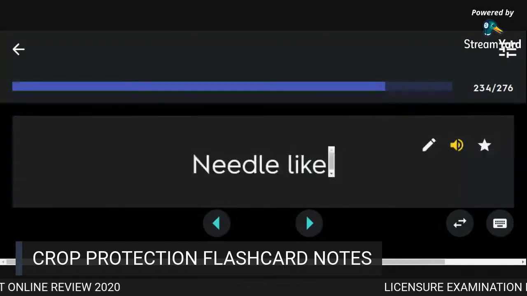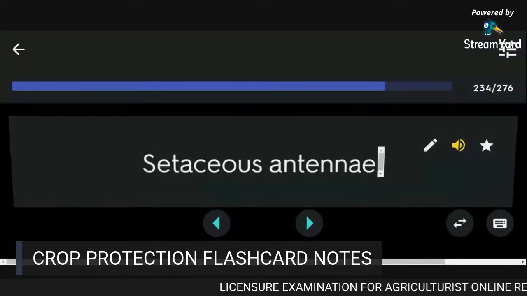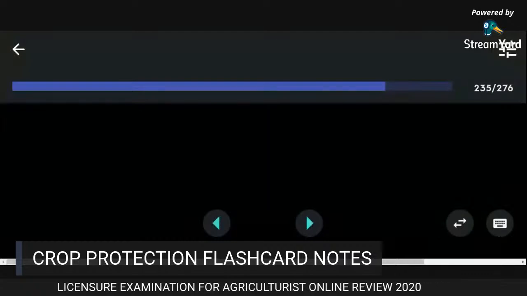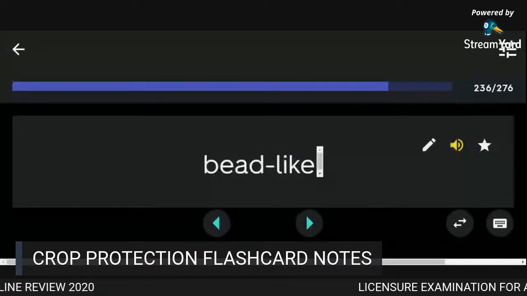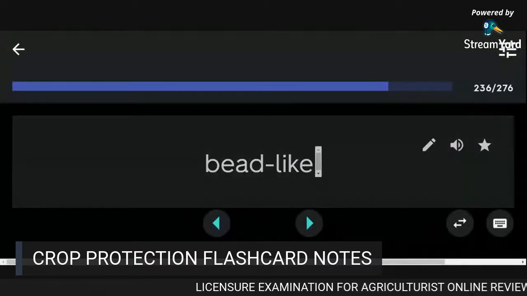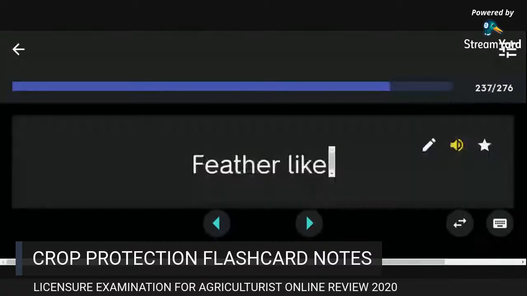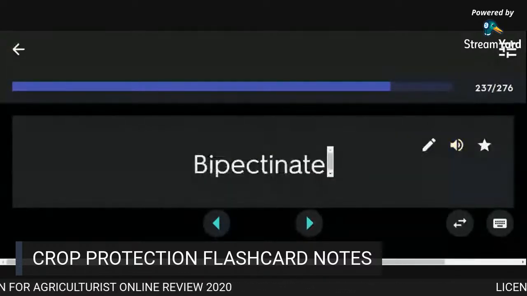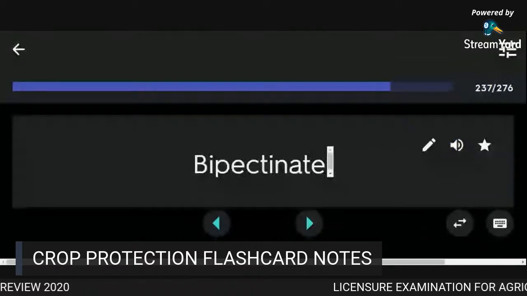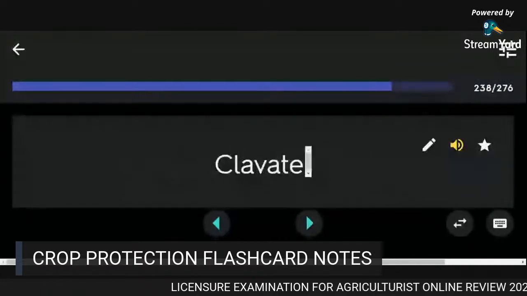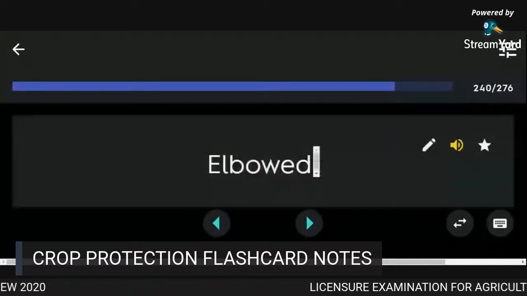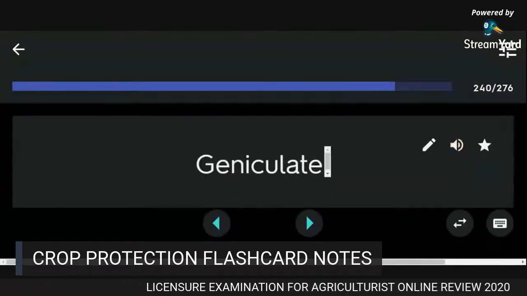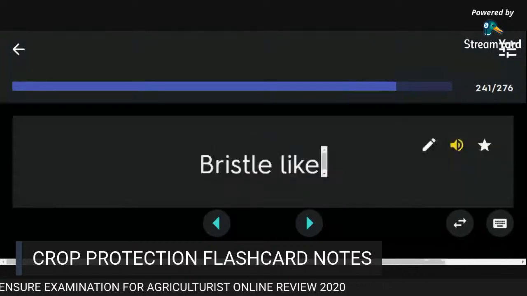Needle-like: setaceous antennae. Thread-like: filiform. Bead-like: moniliform antennae. Feather-like: bipectinate. Clubbed antennae-like: clavate. Leaf-like or flag-like: lamellate. Elbowed: geniculate. Bristle-like: aristate antennae.